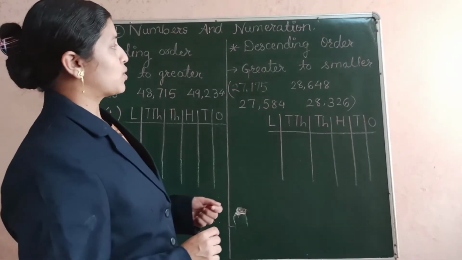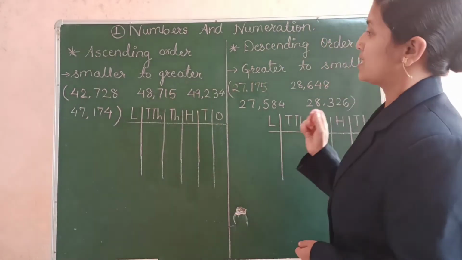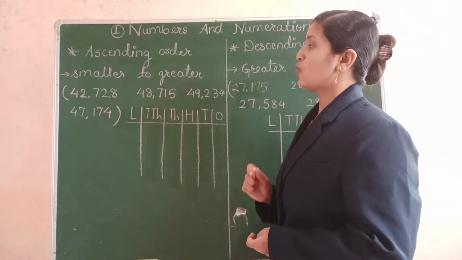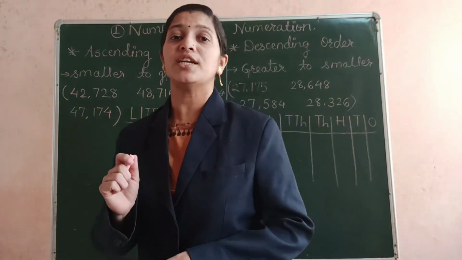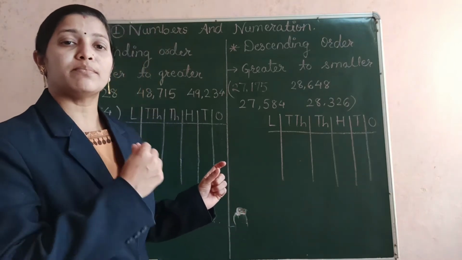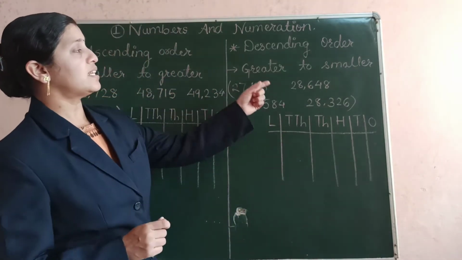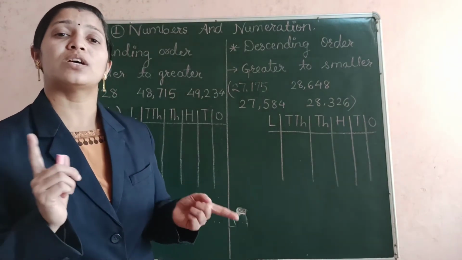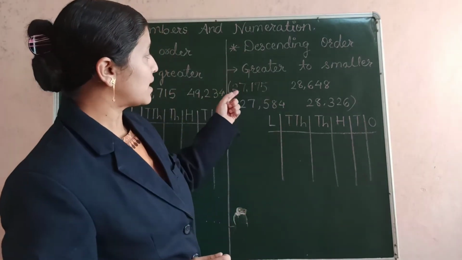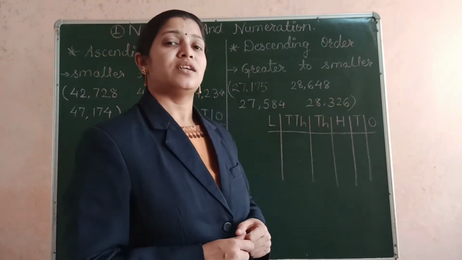Now we will be looking at how to write numbers in ascending order and descending order. Ascending order means the order in which we write the numbers starting from the smaller and we move towards the greater number. Whereas in descending order we just do the opposite. We start from the greater number and we move on towards the smaller number.